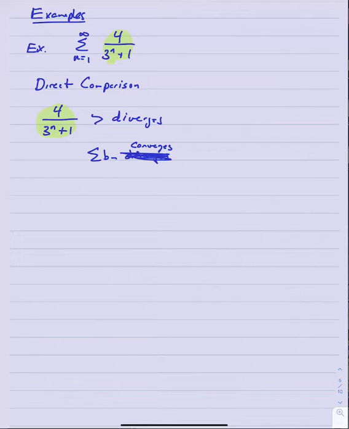Now, knowing what we know about long-term behavior and limits, you should know, of course, that when I look at that function, when n is very large, that plus 1 term is negligible. It has nothing to do, really, with the relative size of 4 over 3 to the n when n is very large. Meaning when n is large and I ignore that term, what I really have is 4 times 1 over 3 to the n.